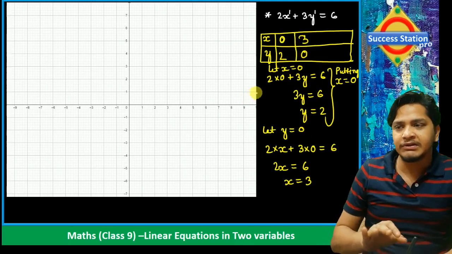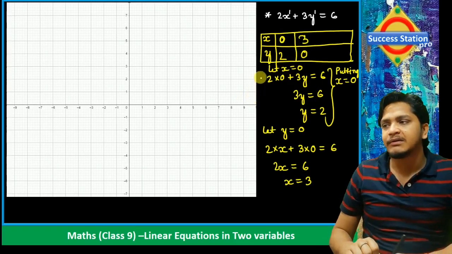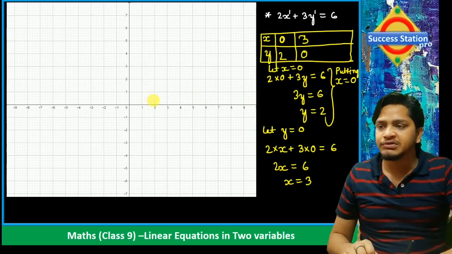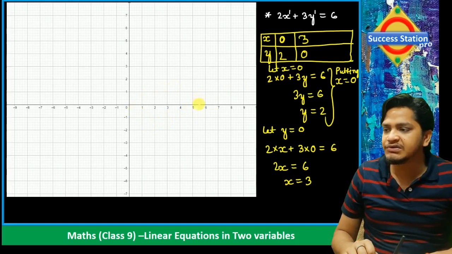Okay? Plotting these 2 points is very easy on the graph paper, right? That's what we will do. Chalo. First x is 0. Come on. x is 0, y is 2.